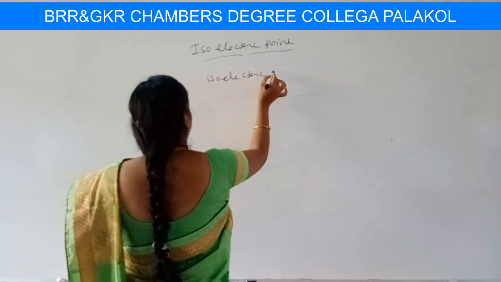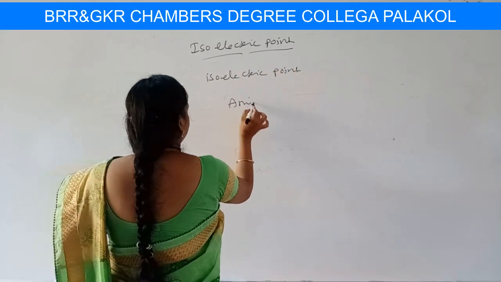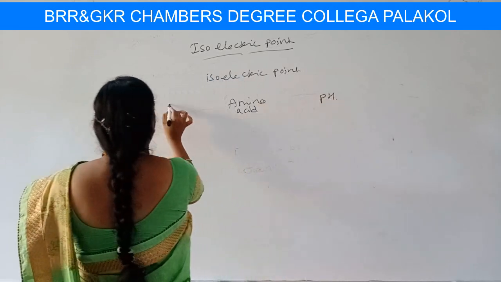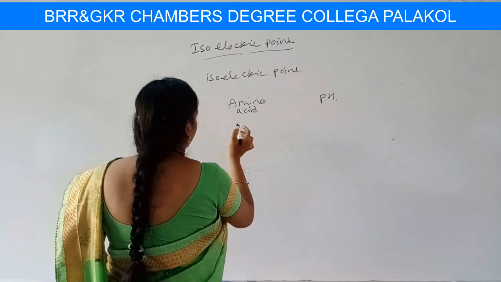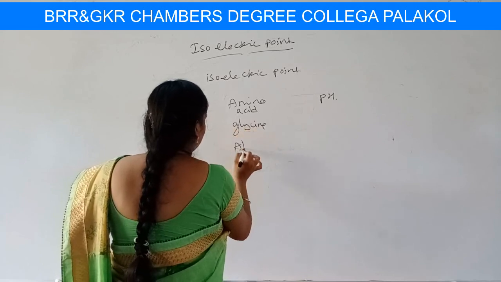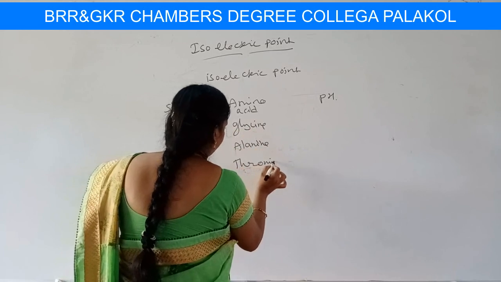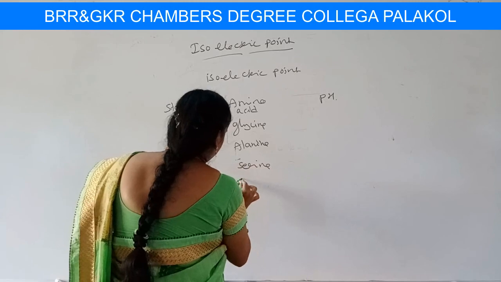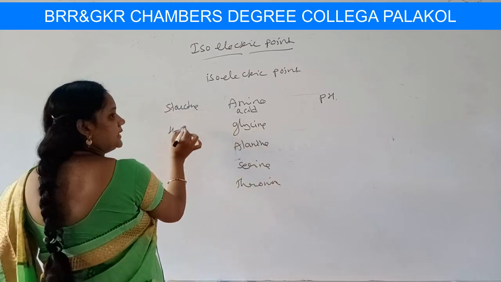Isoelectric point. Amino acid, pH, structure if possible, so that we'll get practice. Okay, glycine, alanine, serine, threonine.